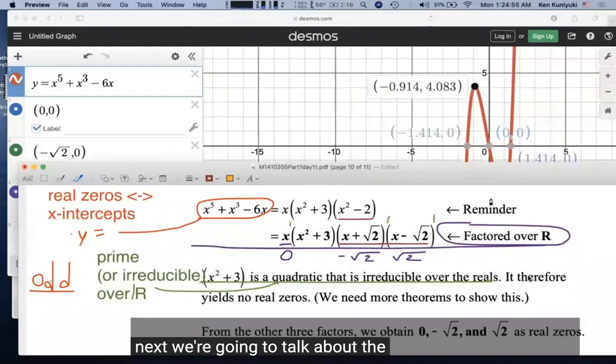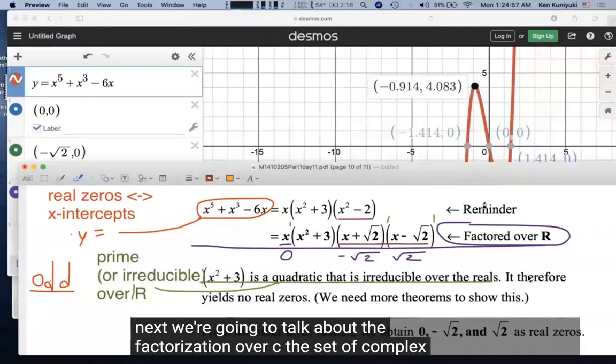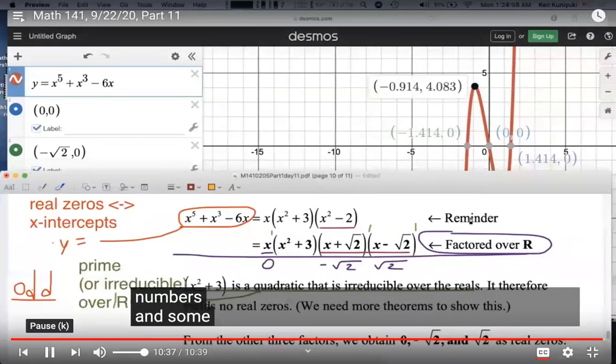Next, we're going to talk about the factorization over C, the set of complex numbers, and some patterns. All right, so that's the factorization over R. Next, we're going to talk about the factorization over C. Any questions?